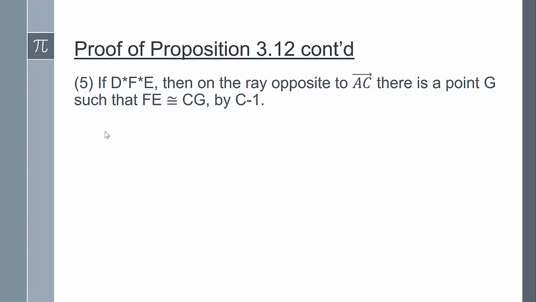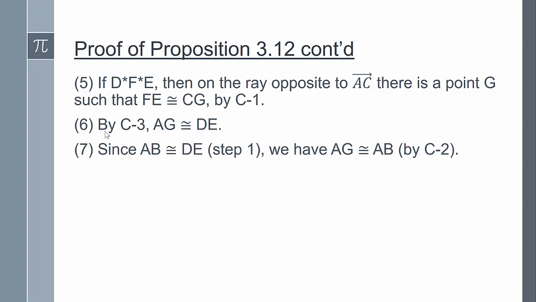So to continue the proof, let's look at the other case when we assume that F is between D and E. So if F is between D and E, then on the ray opposite to ray AC, there's a point G such that FE is congruent to CG by Congruence Axiom 1. Then by Congruence Axiom 3, AG is congruent to DE.